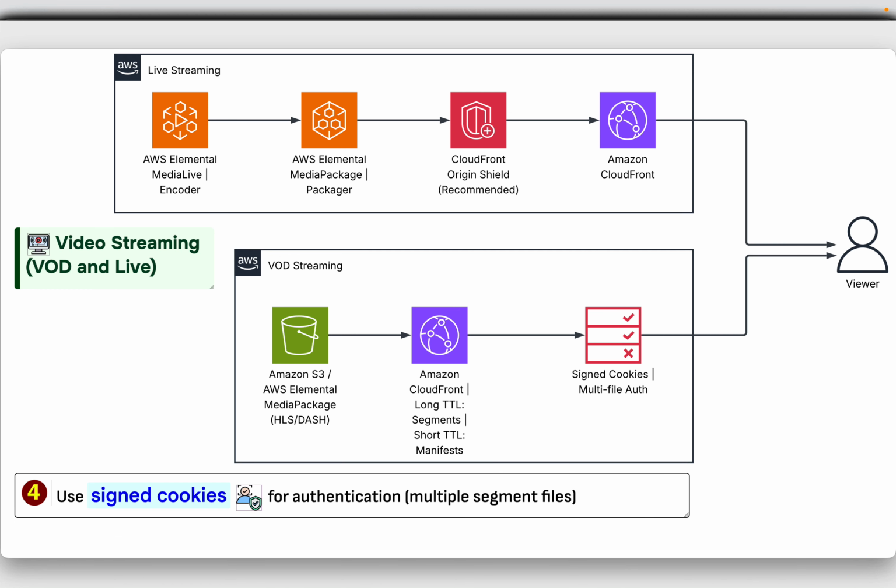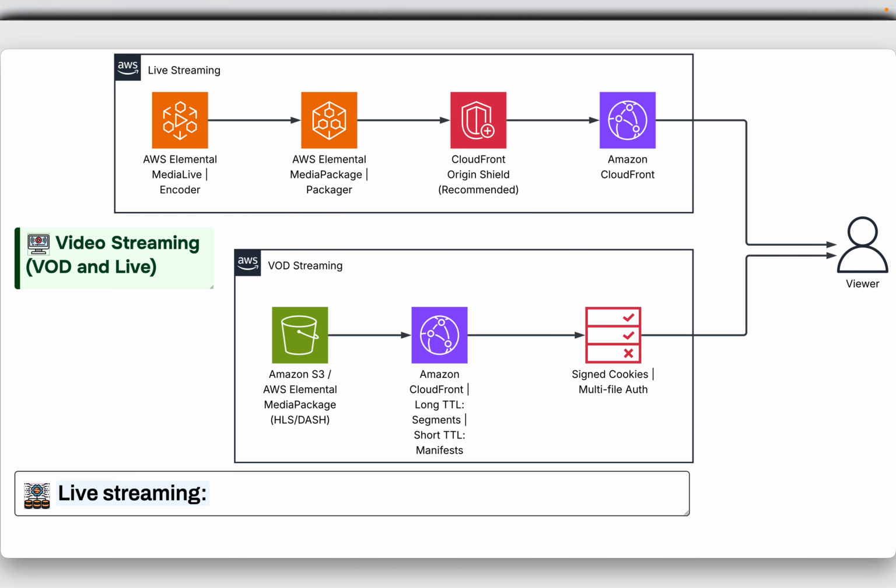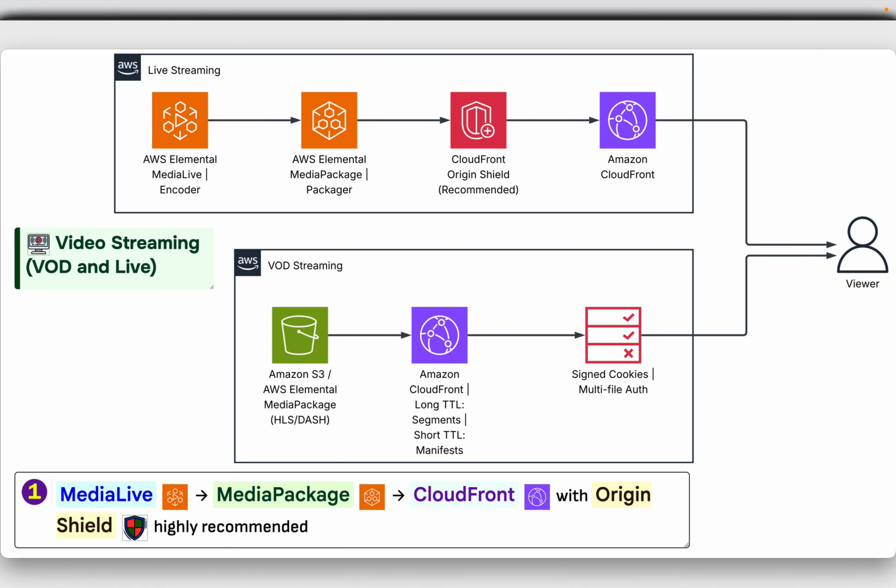Use signed cookies for authentication when dealing with multiple segment files. Next, we'll cover the live streaming part. MediaLive to MediaPackage to CloudFront is the recommended pipeline for live streaming. Use Origin Shield with this setup.